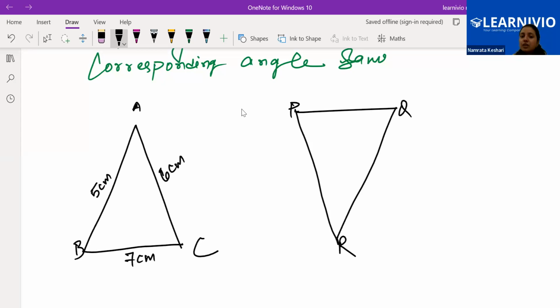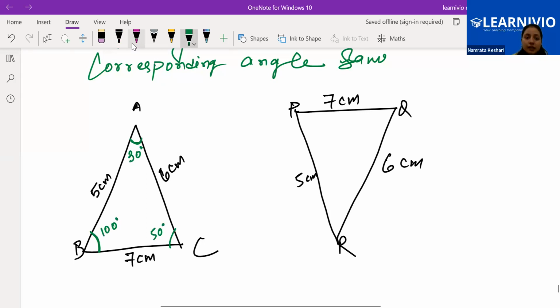Here also I am giving the measurements. PQ is 7 centimeter, this is 6 centimeter, and this is 5 centimeter. Now let me give the angles also. Angle A, let's say, is 30 degrees. Angle B is, let's say, 100 degrees. And this is, suppose, 50 degrees. In the other triangle, let me mark the angles. This is 30, this is 50, and this is 100.